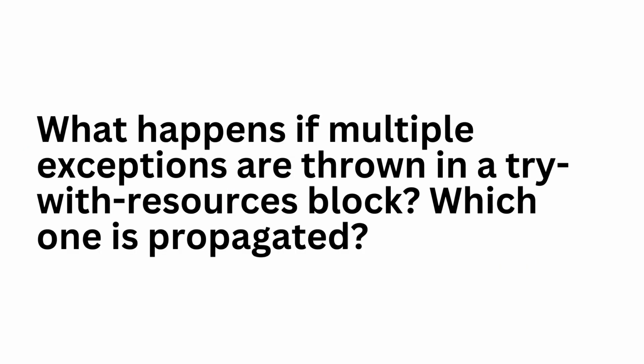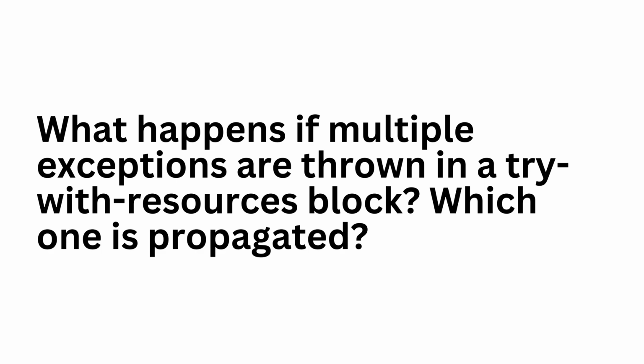Now the next question: what happens if multiple exceptions are thrown in a try-with-resources block? Which one is propagated? This is a very tricky question again. There are two kinds of scenarios: exceptions from the try block and exceptions from resource closing. If an exception occurs in the try block, it will be thrown and propagated as usual. Now if any of the resources throw an exception when they are closed, these exceptions will not be propagated directly. Now which exception is propagated?